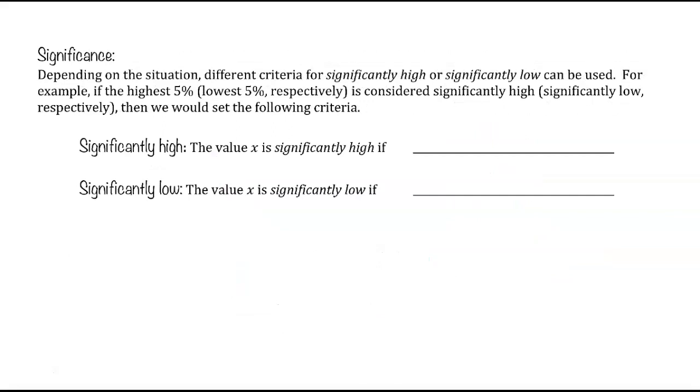Different situations warrant different definitions of significantly high and significantly low. A typical value that we use is 5%. That is, the highest 5% is considered significantly high, and the lowest 5% is considered significantly low. So for a given data set, the value of x is significantly high if the probability of x or greater is less than or equal to 0.05. And a data value x is significantly low if the probability of x or less is less than or equal to 0.05. Let's use this definition for our next example.